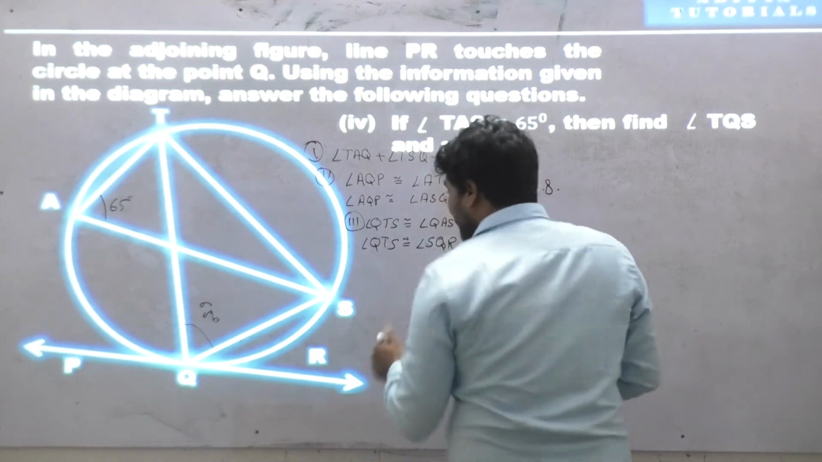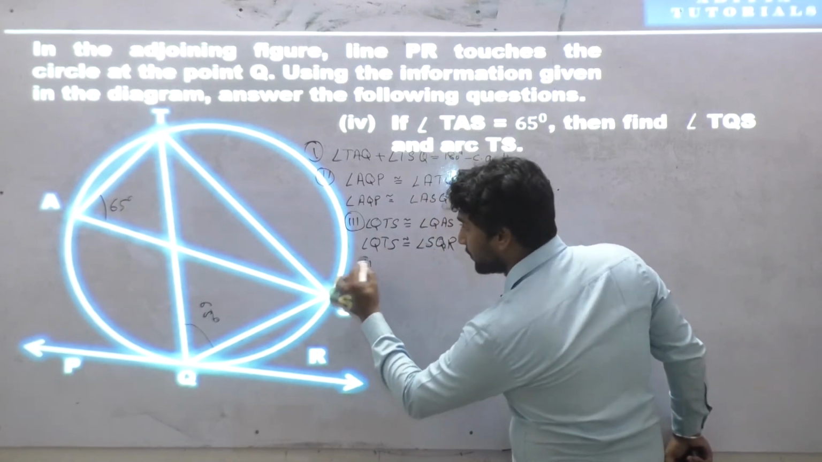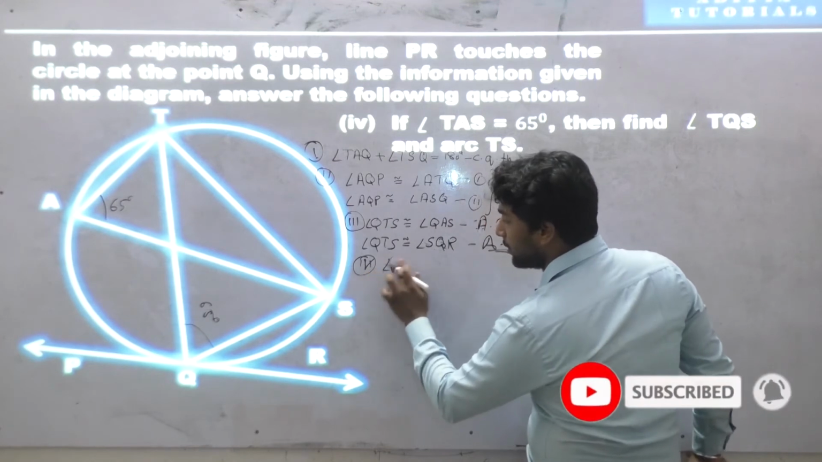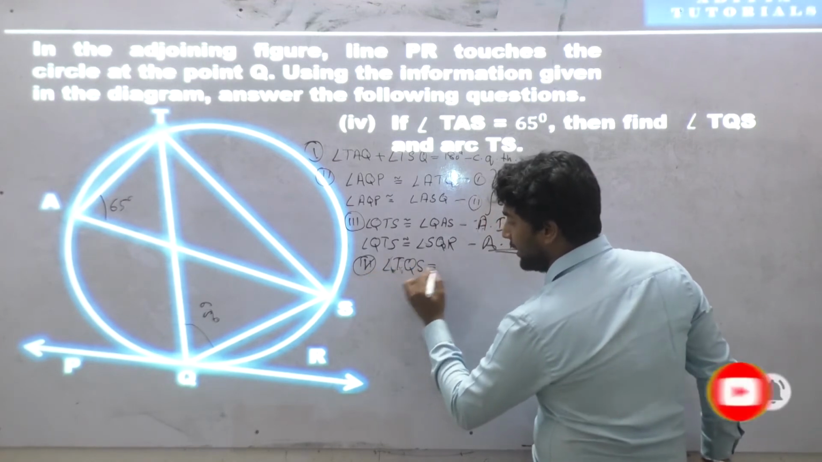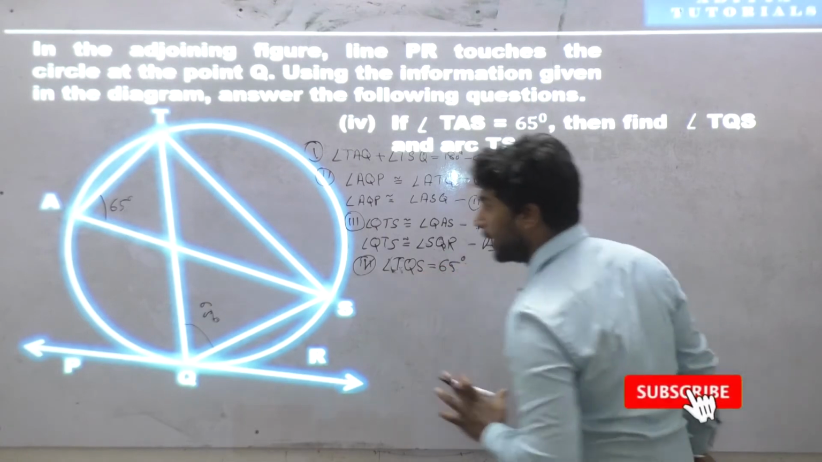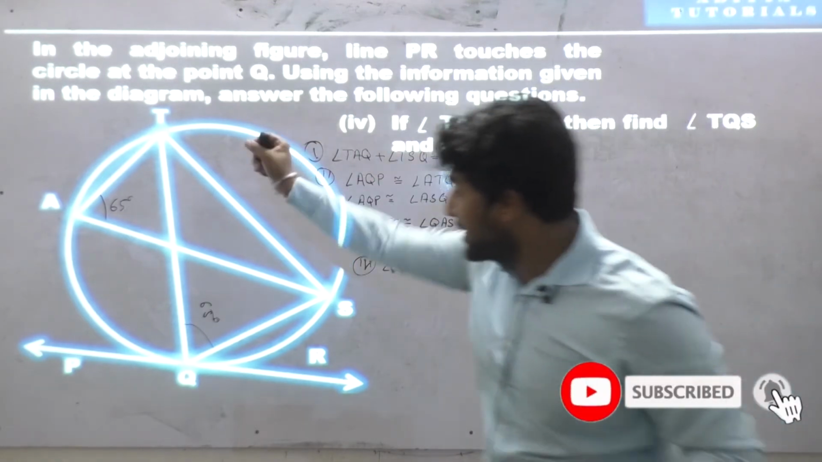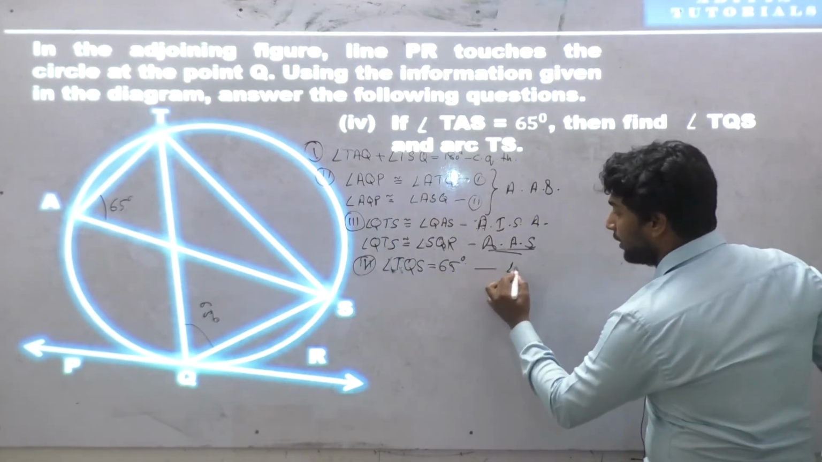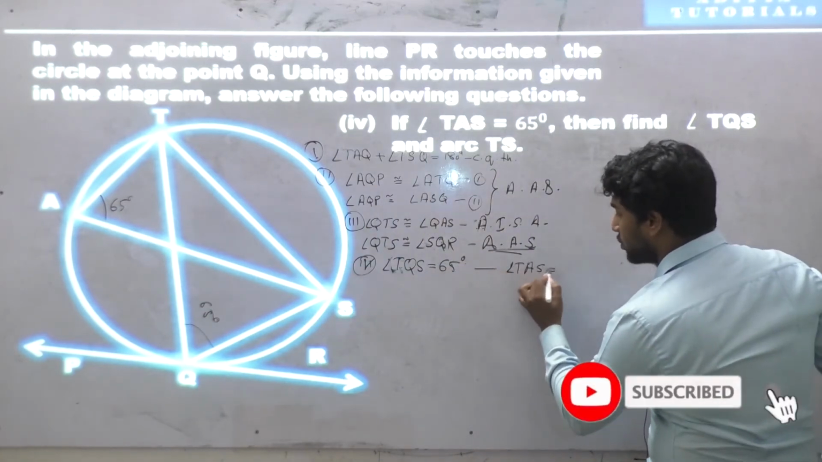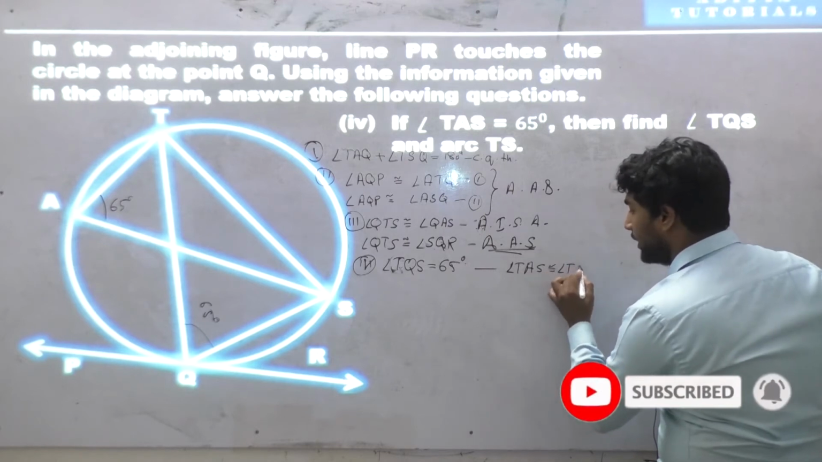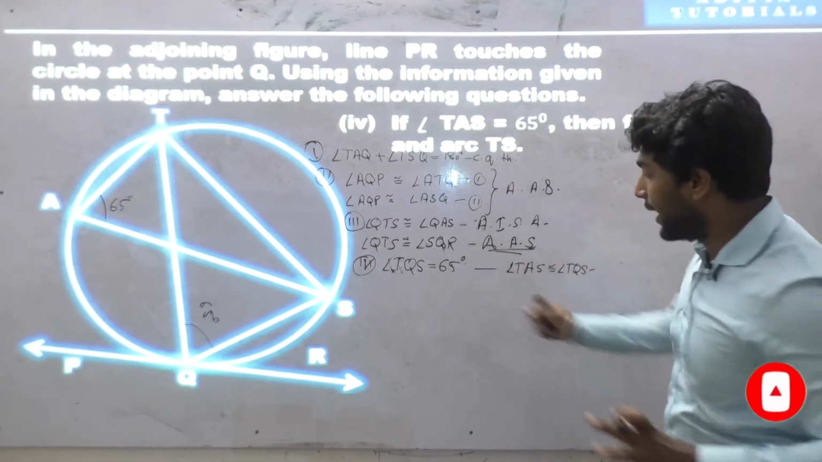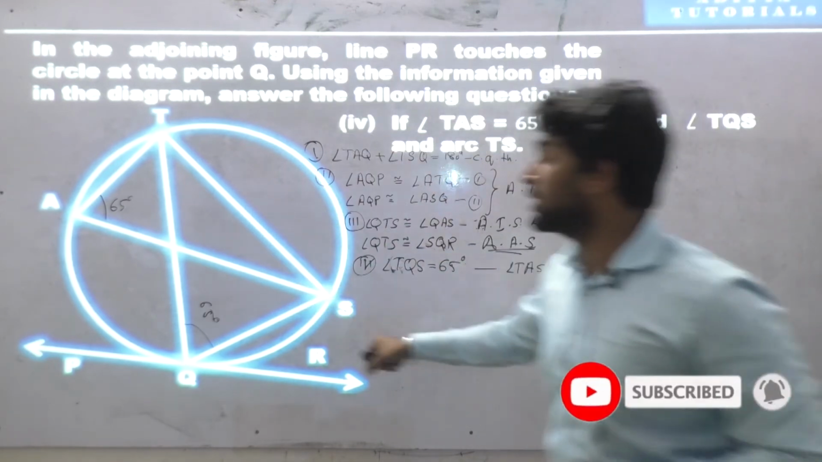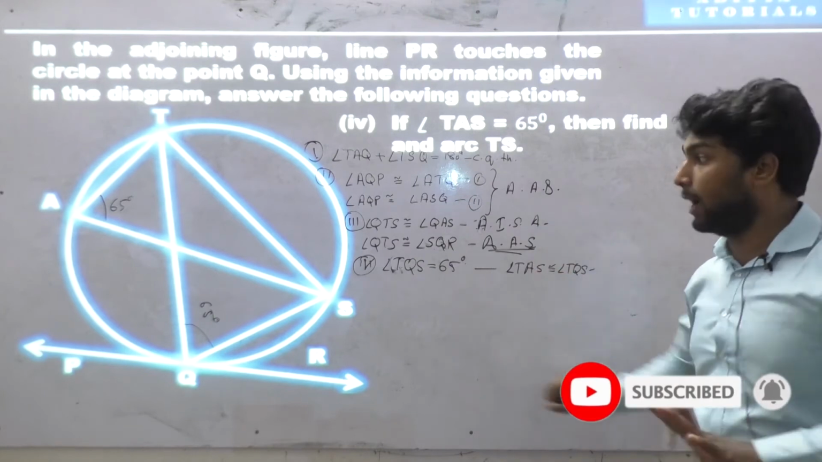So I can write, पहले तो लिख दूंगा angle TQS is equal to 65 degree. Okay, क्योंकि मुझे पता है angle TAS is congruent to angle TQS. यहाँ लिख दूंगा by the reason angle TAS is congruent to angle TQS. Okay, hence angle TQS is equal to 65 degree because TAS is equal to 65 degree given, दिया हुआ.